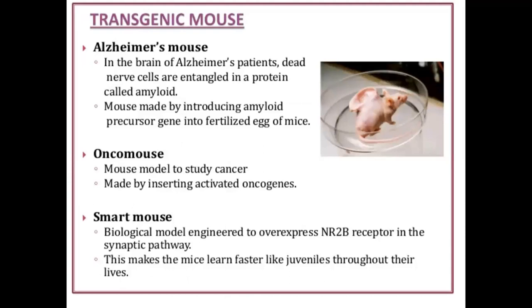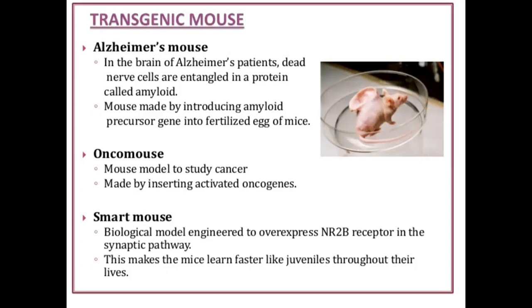In the brain of an Alzheimer's patient, the dead nerve cells are entangled in a protein called amyloid. Some patients, due to old age, have Alzheimer's disease, which means they will forget things. The proteins are entangled or covered by amyloids. The mouse is made by introducing the amyloid precursor gene into the fertilized egg of the mouse. We can make this transgenesis artificially in mice.